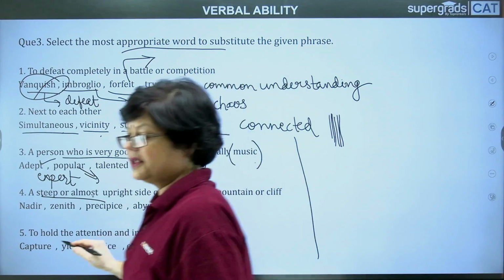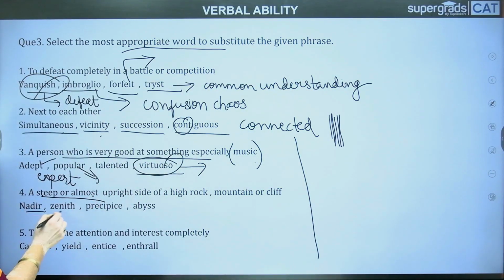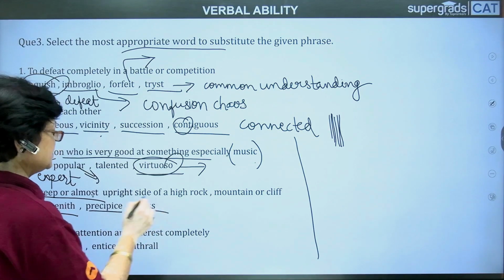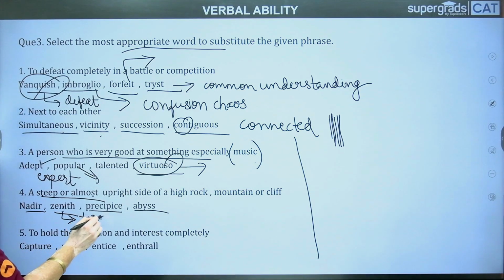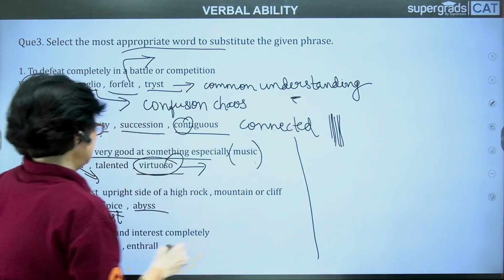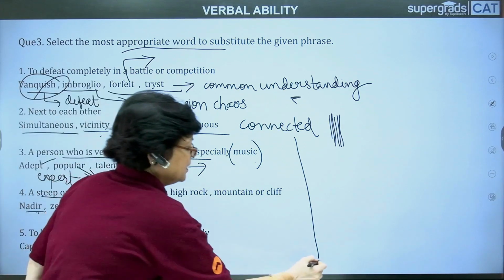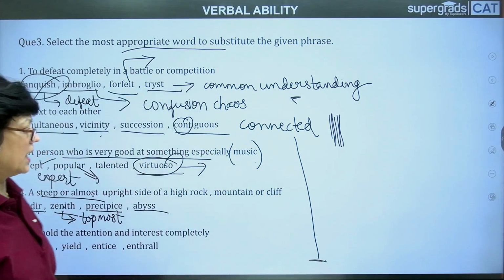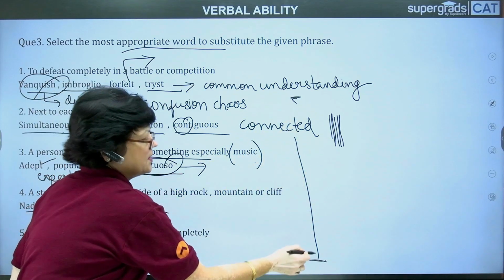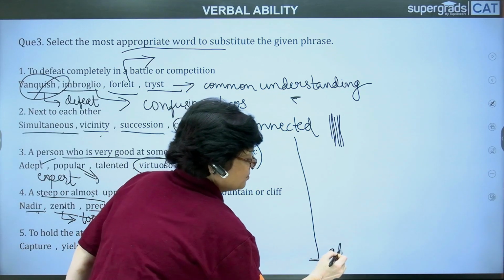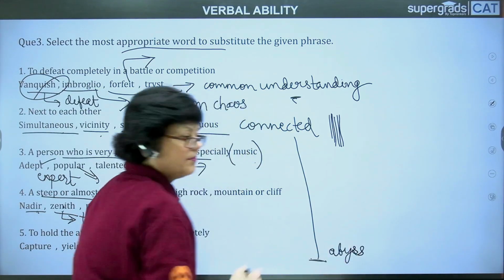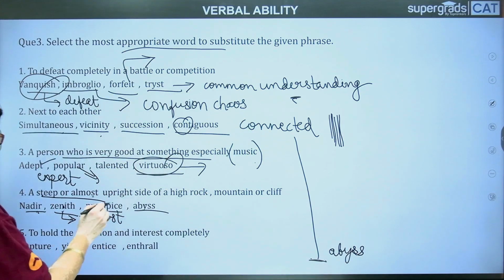So look at the words. Nadir, zenith, precipice, abyss. Okay. So first of all, let us take zenith. Zenith means the topmost point in the sky. Okay, that is zenith. Then opposite to zenith is nadir, the bottom, lowermost point. Okay, so this is the topmost point, this is the lowermost point, right? Abyss is also the lowermost point. So the word which is left is precipice.